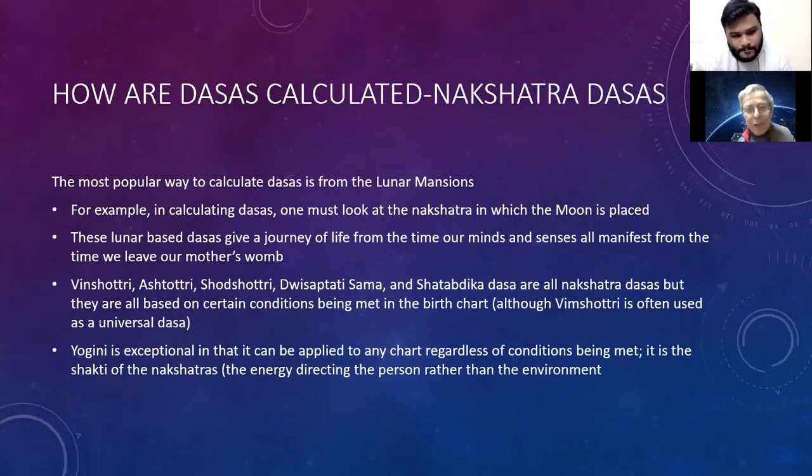First of all, we want to look at the various ways in which dashas are calculated. The most popular way to calculate dashas is from the lunar mansions. That's the one that everyone's most familiar with, and I've lectured on this before. The lunar mansions actually represent a progression of the moon through nakshatras.